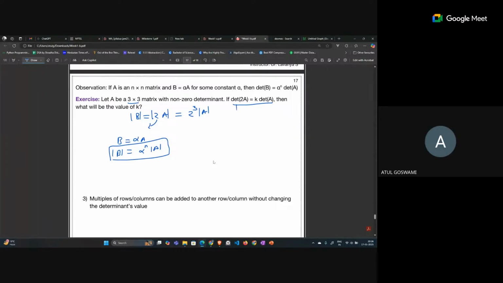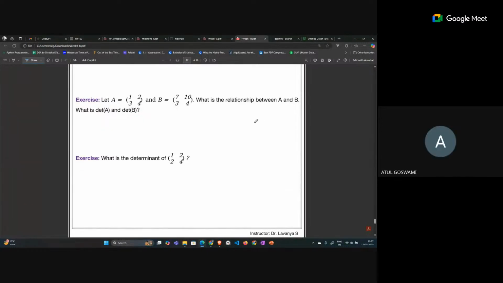So the determinant of 2A would be 2 to the power 3 times the determinant of A, because this is a 3 by 3 matrix, right? And 2 to the power 3 is 8. Yes, sir. Thank you, from this property. Okay, this one or this one. Yes, sir. Thank you, sir.